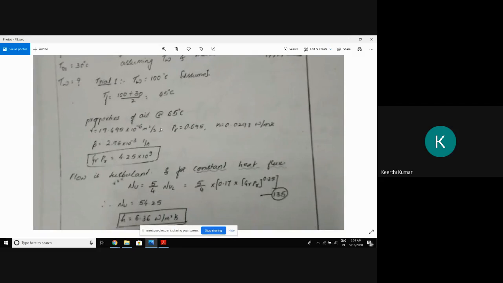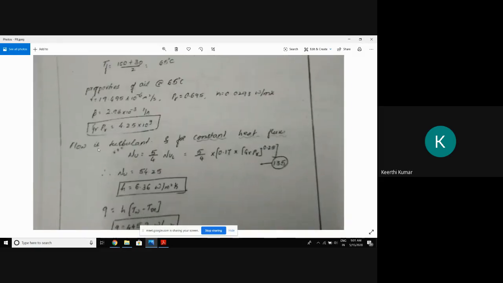Find the Grashof number as usual. Once the Grashof number is done, multiply the Grashof number by Prandtl. The product of those two we get is 4.25 into 10 to the power of 9. So this is the product of Grashof and Prandtl. Once you know this value, you write a note whether the flow is turbulent or laminar. Once the value of GrPr is greater than 10 to the power of 9, we know that the flow is turbulent.